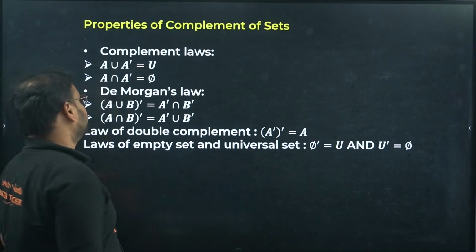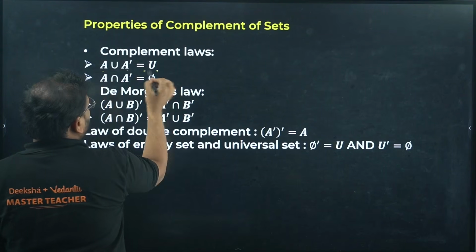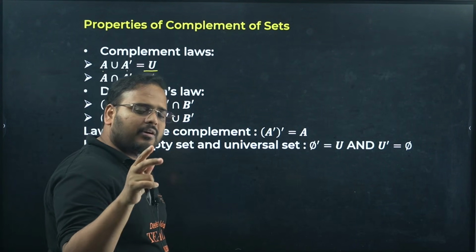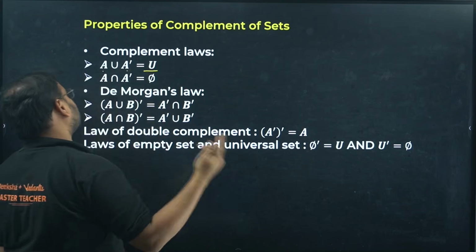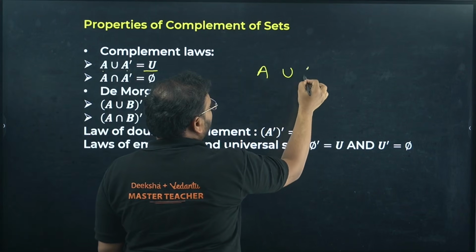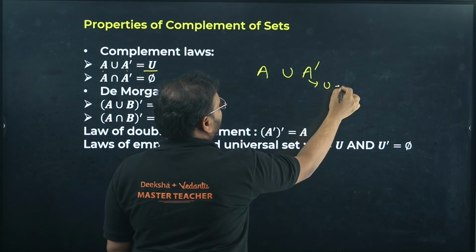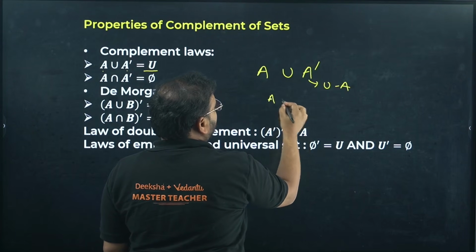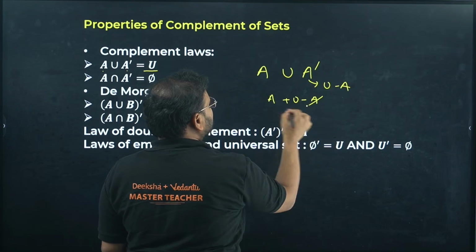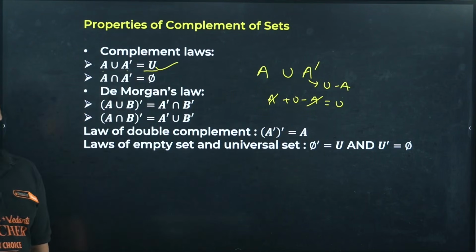Properties of complement. A union with A complement, what is it? A union with A dash. A dash means U minus A. Add them: A plus U minus A. Cancel. What's the answer? U itself. The answer is U itself. Okay.